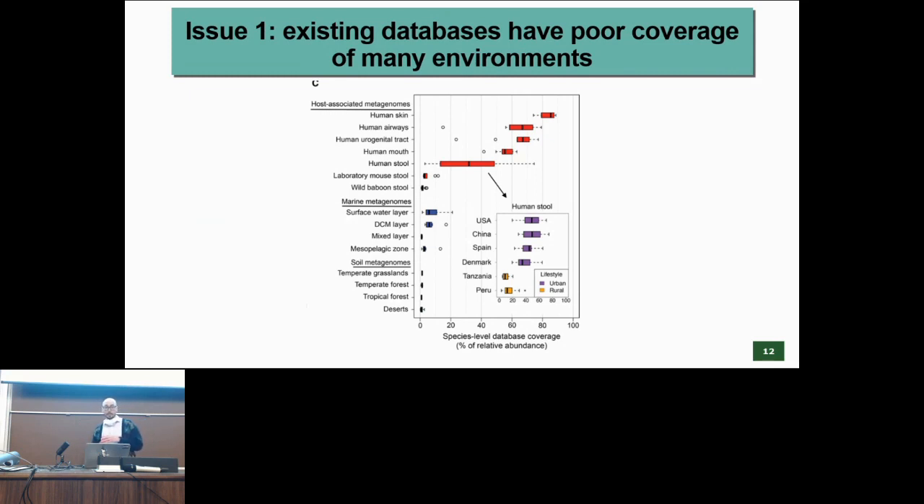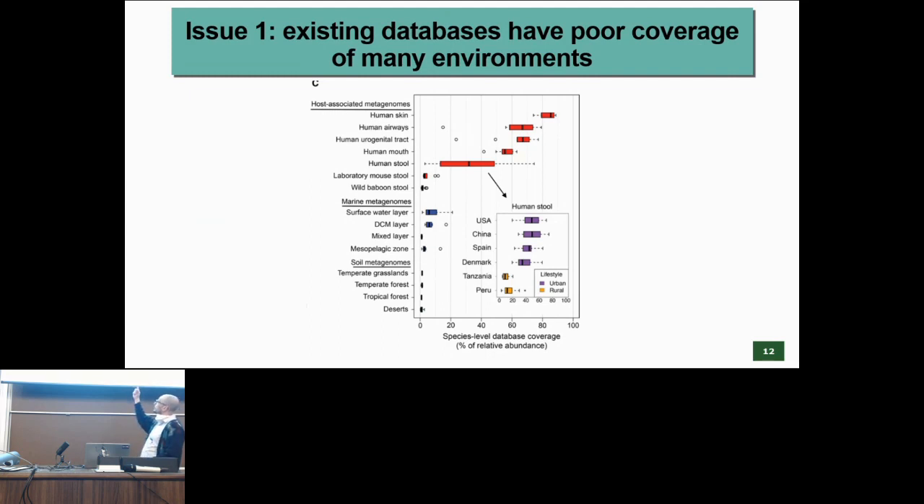And this is a figure from a paper. Sorry, I don't have the citation there, but this is Nayfach et al. What they're showing here is the proportion of a metagenome that actually maps to something in our databases. And you can see that if you're studying human skin, great news, you're doing pretty well. But once you start to look at, for example, the human gut using stool samples, you're doing much worse, particularly outside of the global north, right?